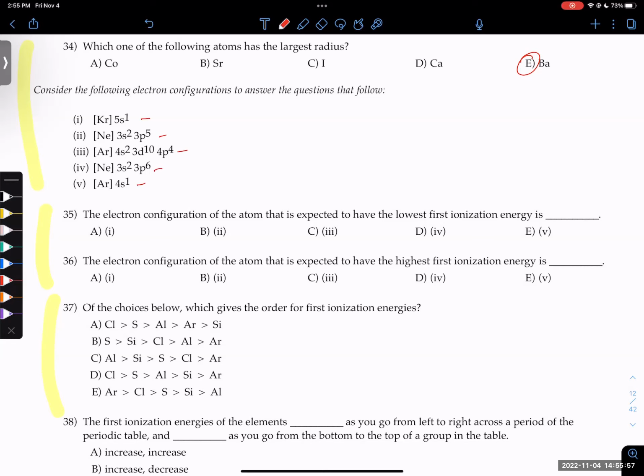Oh, I wrote it down. Rubidium for the first one, yes. Chlorine, selenium, argon, potassium. All right. So the electron configuration of the atom that is expected to have the lowest first ionization energy is what?